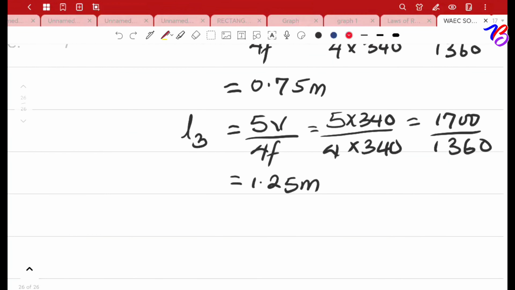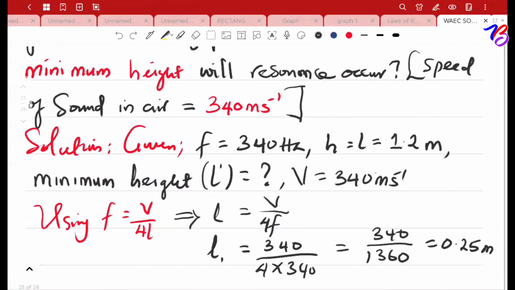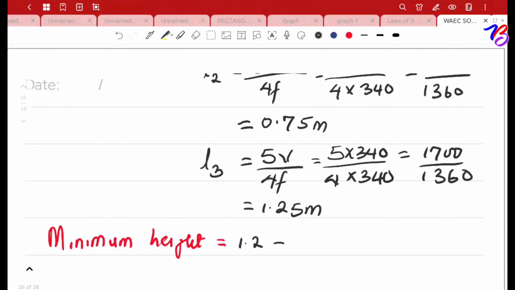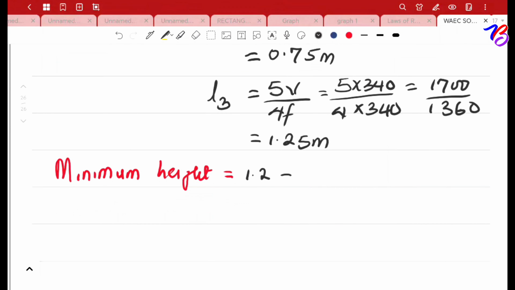So for us to obtain L prime, the minimum height, it will be the original length minus L2. Because if you compare L3 with the original length, you see that L3 is greater than the original length, 1.2. So I'm not going to use L3, but 1.2 minus 0.75, which is L2. Since L2 is below the original length, we have 1.2 minus 0.75, which gives you 0.45 meters. This gives us our final answer.